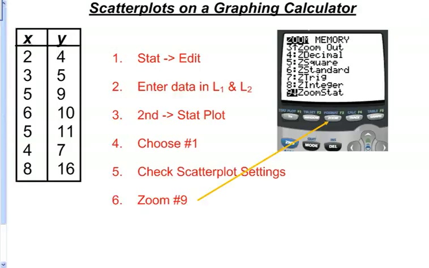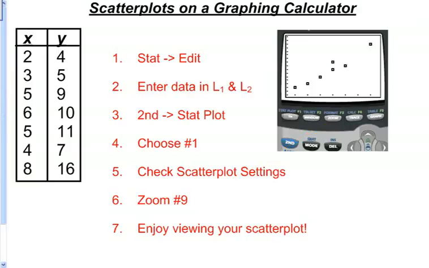So what I need to do to get my data to show up most easily on the screen is hit the zoom key, and I'm going to choose option 9 from that menu. Zoom option 9. And the calculator will graph our data, our scatter plot, with the best viewing window. That's what the zoom 9 does, the best viewing window for my data. And we can just enjoy viewing the scatter plot, and there's my data.